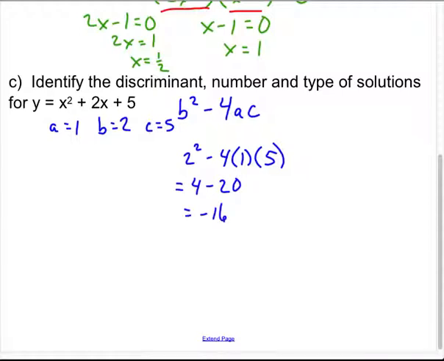What that means is if this were under a radical, I would get imaginary answers. So I would get 2 complex solutions. If my discriminant was positive, I would get 2 real solutions. And if my discriminant was 0, I would get 1 real solution.